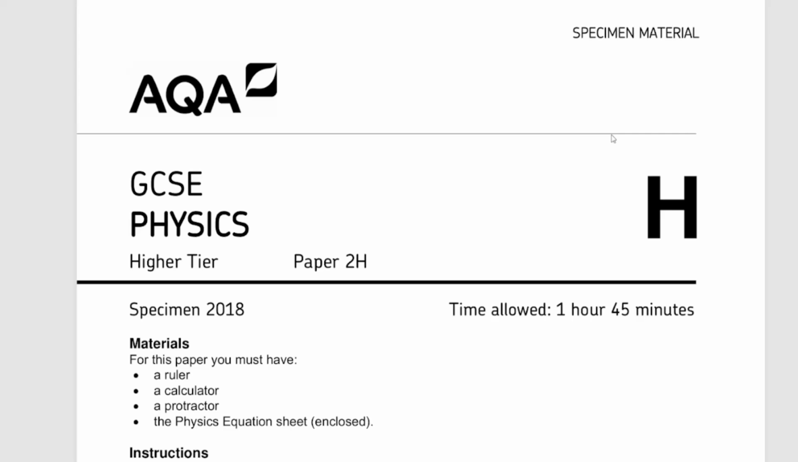In this video we're going to be going over GCSE Physics Higher Tier Paper 2, being the 2018 Specimen paper, which means nobody actually sat this, and it was just created by the exam board for the students and teachers to get used to the exam question style. And of course we're going to be going over the AQA paper.